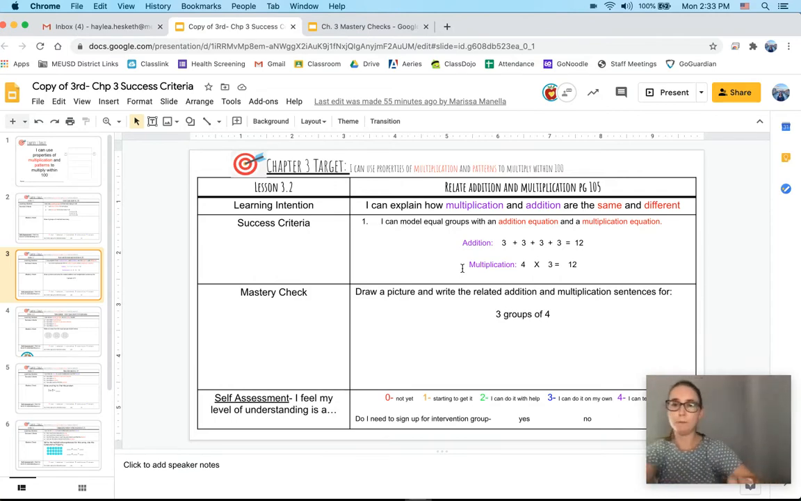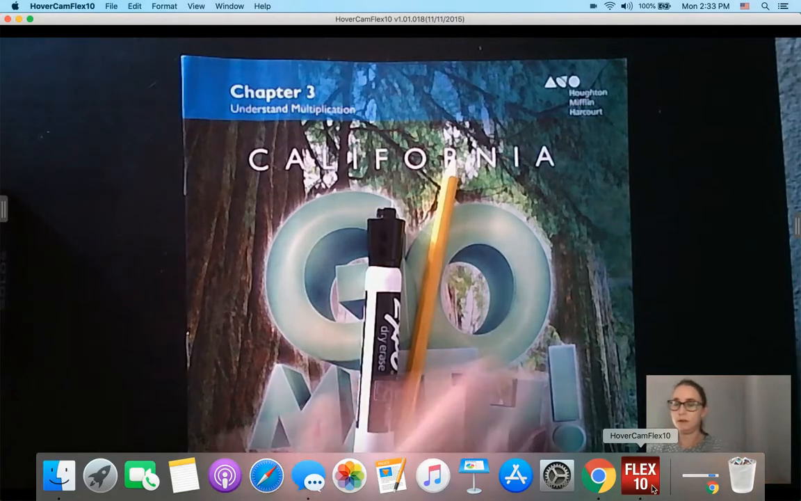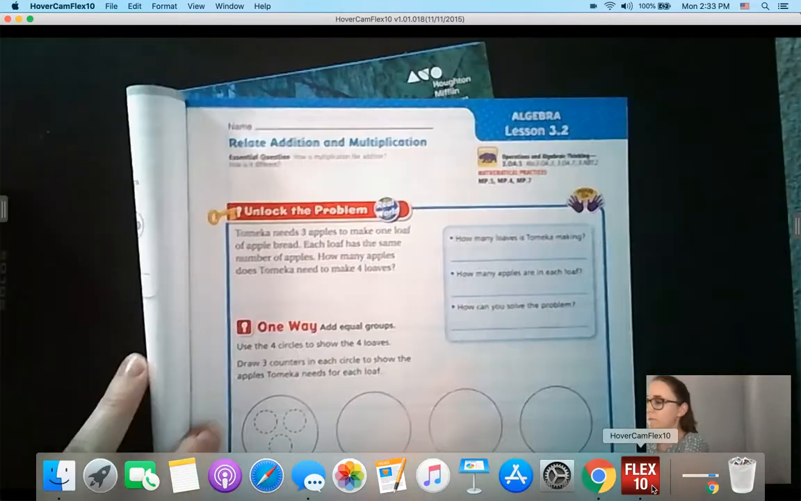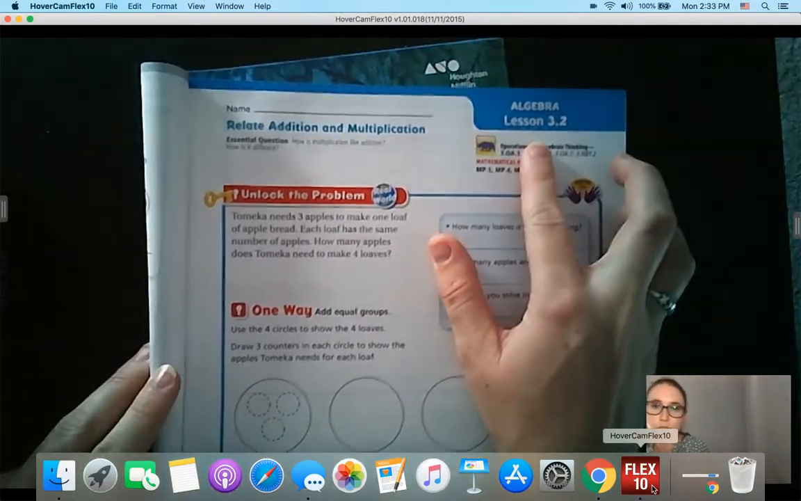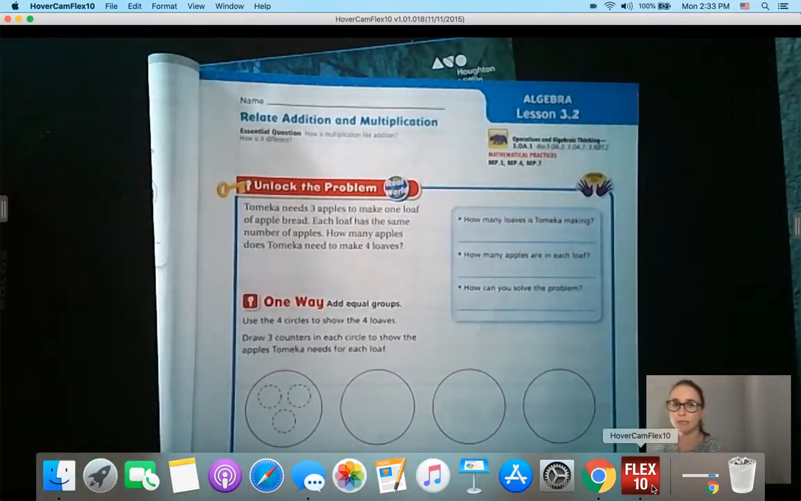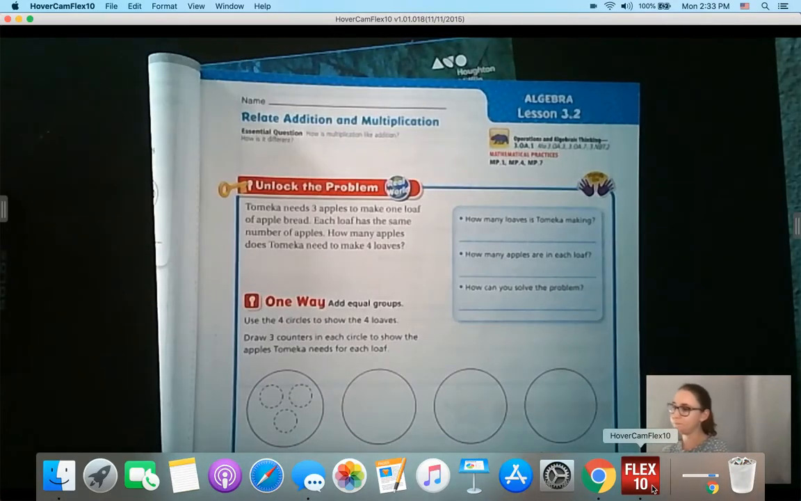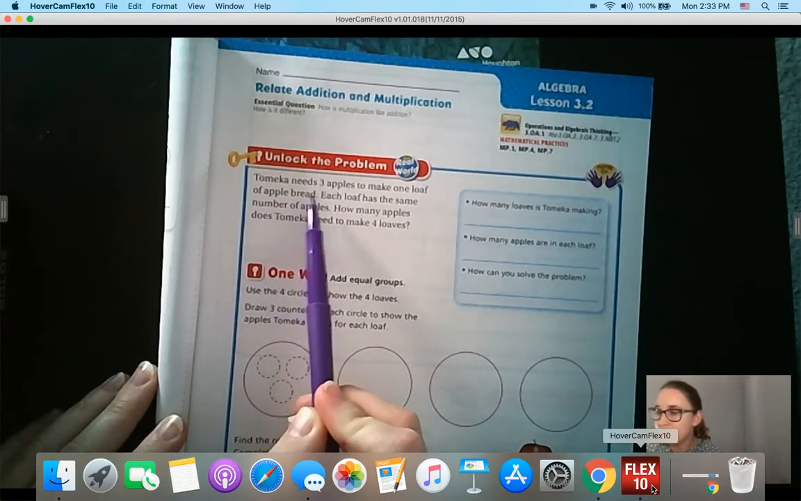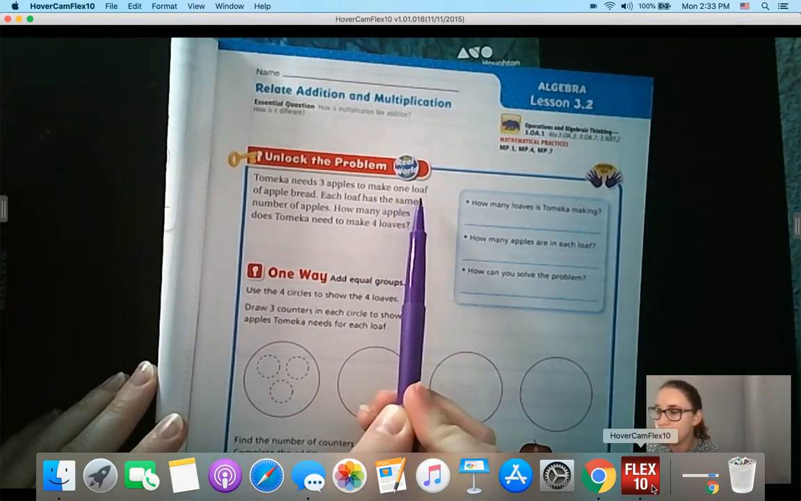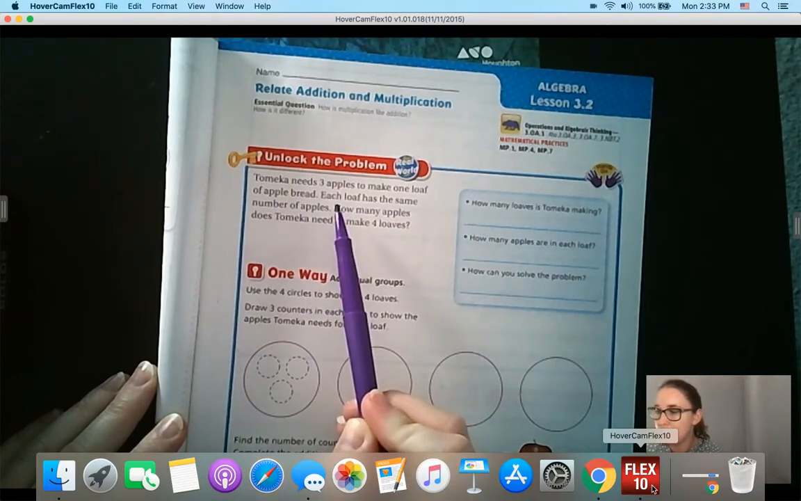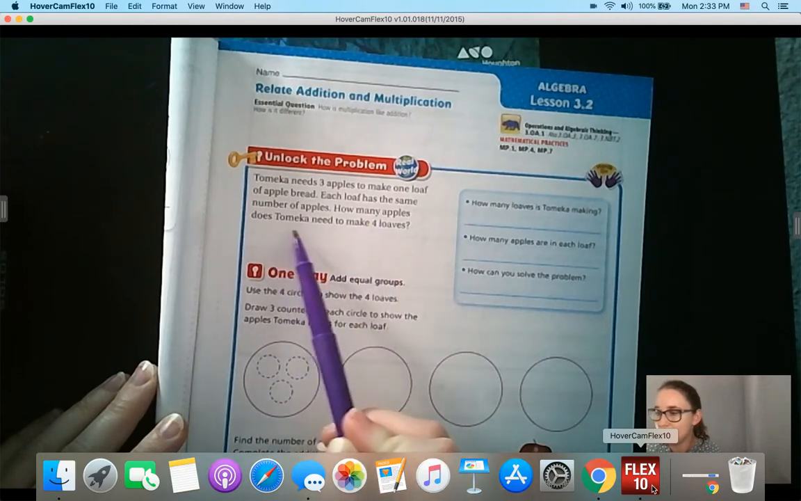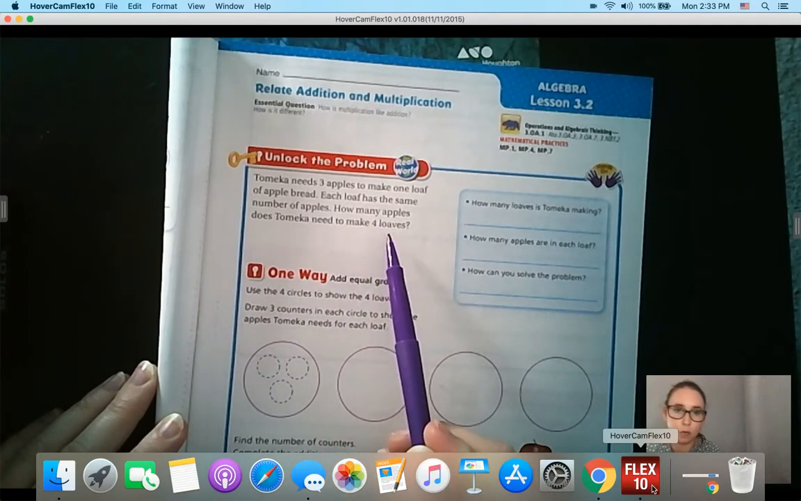So in your Go Math book, we are going to page 105. And it should say lesson 3.2 at the top. Relate addition and multiplication. So starting with unlock the problem. Tamika needs 3 apples to make 1 loaf of apple bread. Each loaf has the same number of apples. How many apples does Tamika need to make 4 loaves?